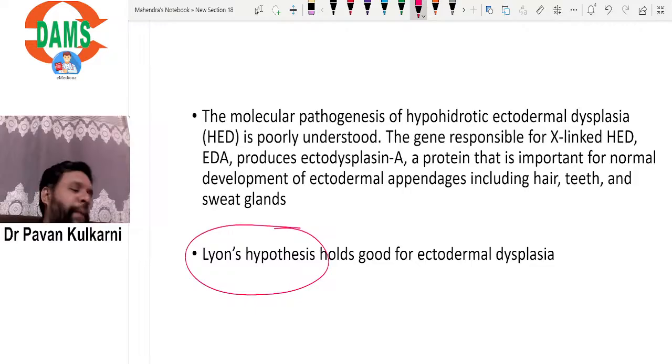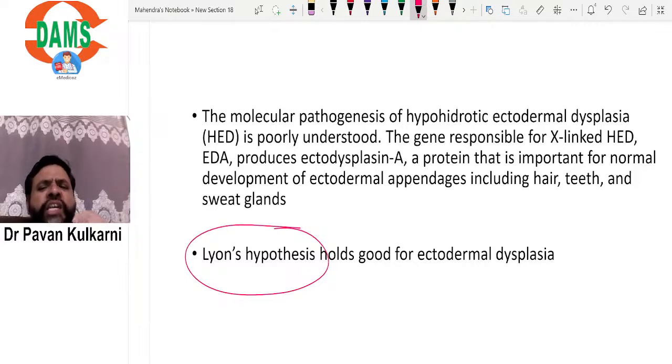And this is very typically asked. Why is it so classically asked in the examination? Because it is X-linked recessive. Males will be affected, females are carriers. Somewhat the same as your hemophilia. Hemophilia is also X-linked recessive. Males are affected, females are carriers. In hemophilia also we will see lionization or Lyon's hypothesis.